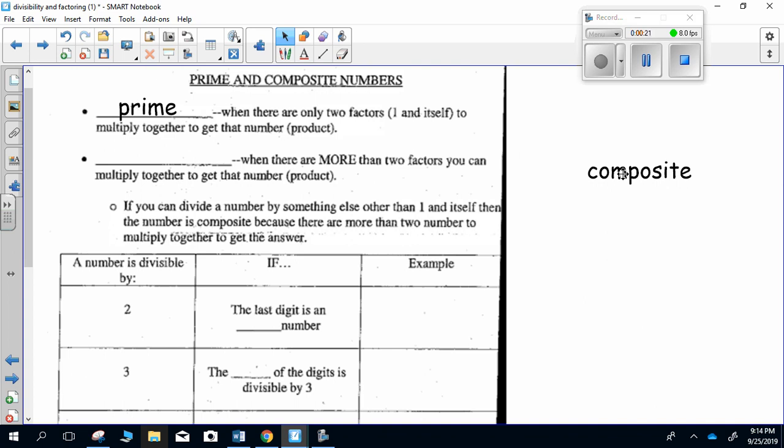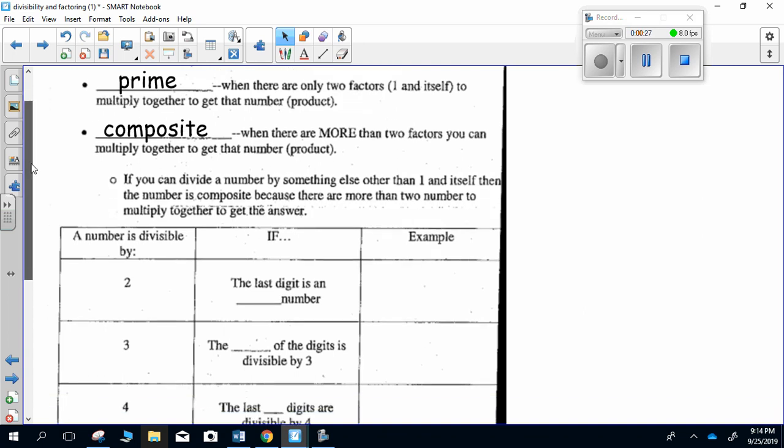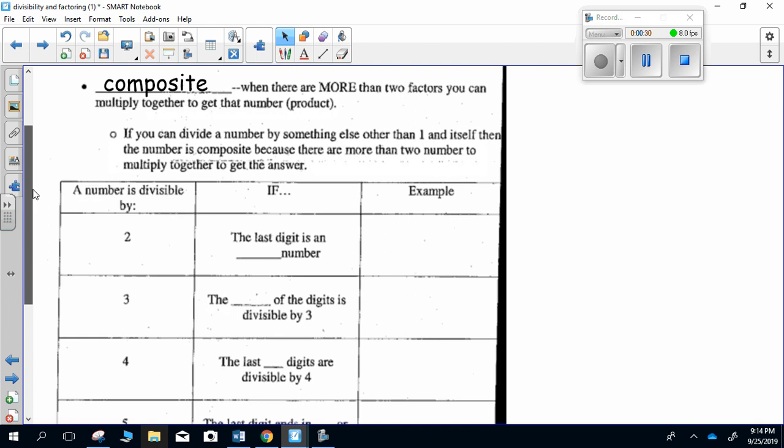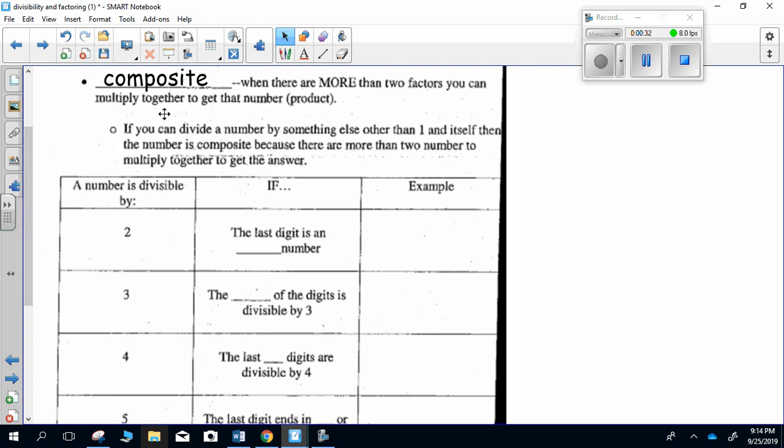A composite number is when there are more than two factors you can multiply together to get that product. If you look at your sieve, you will notice that if you can divide a number by something other than itself and one, then the number is composite, because there are more than two pairs of numbers multiplied together to get the answer.